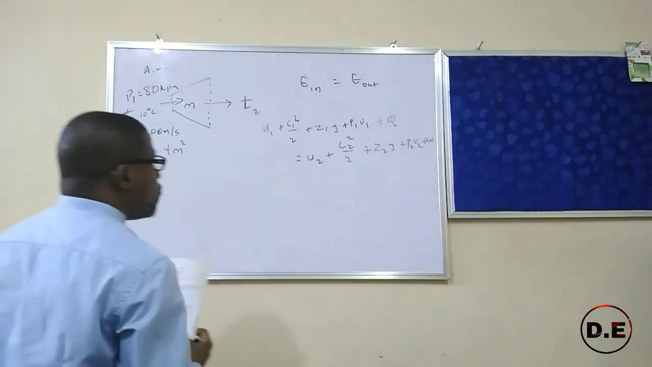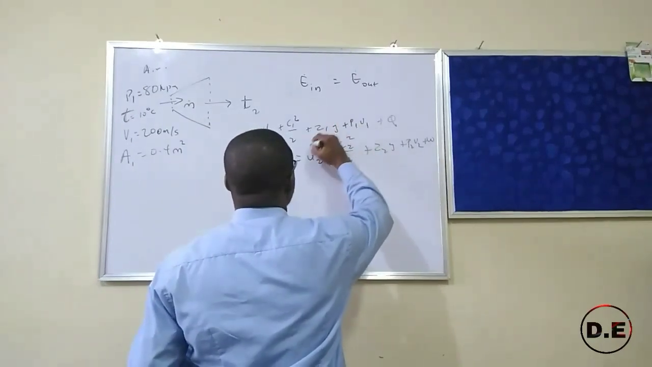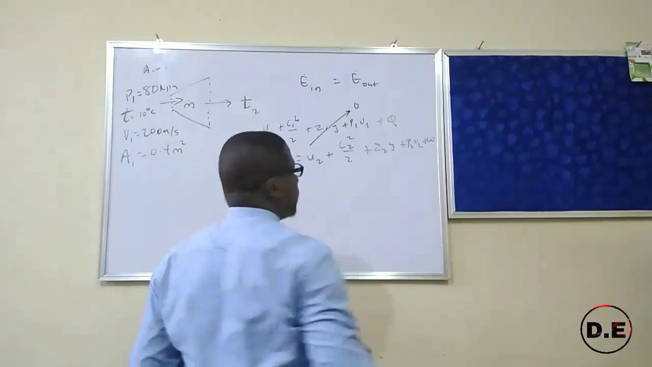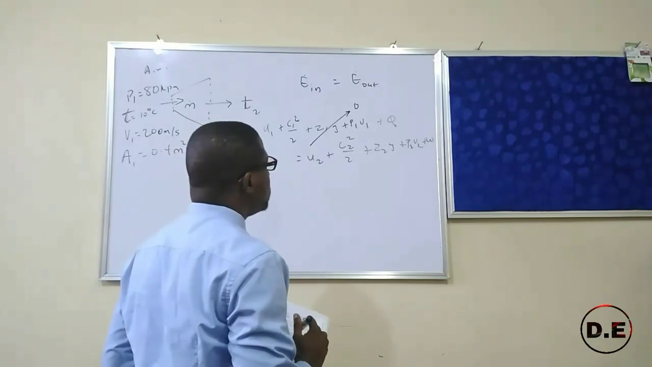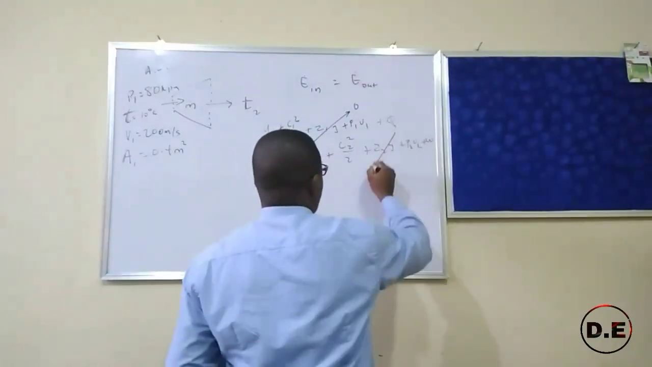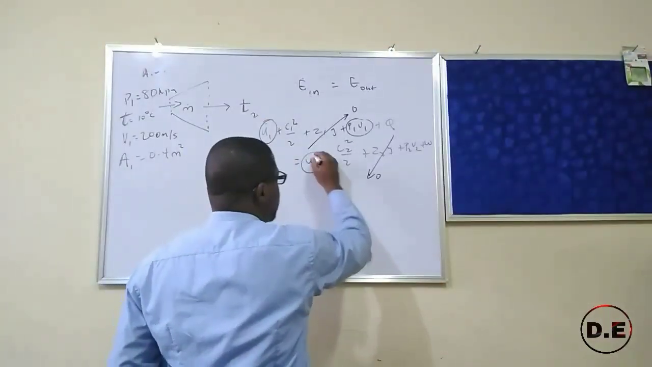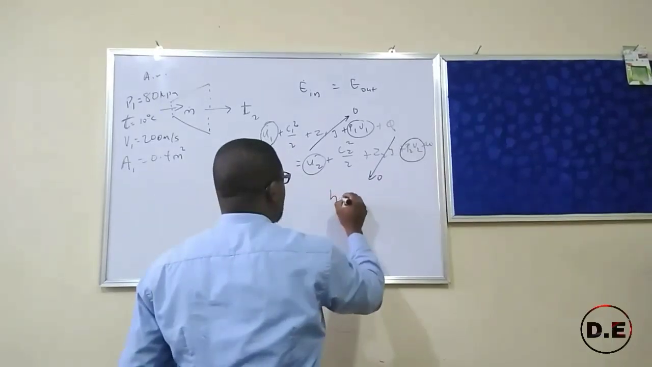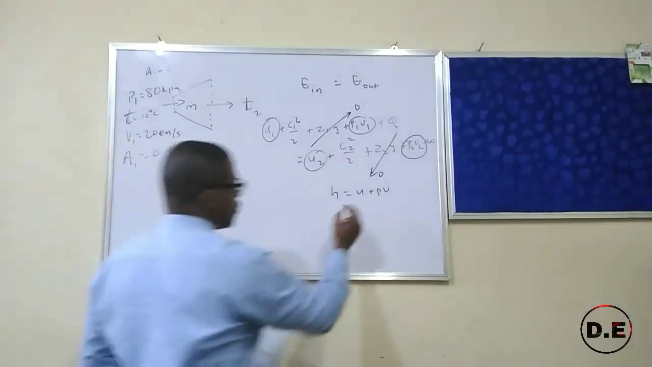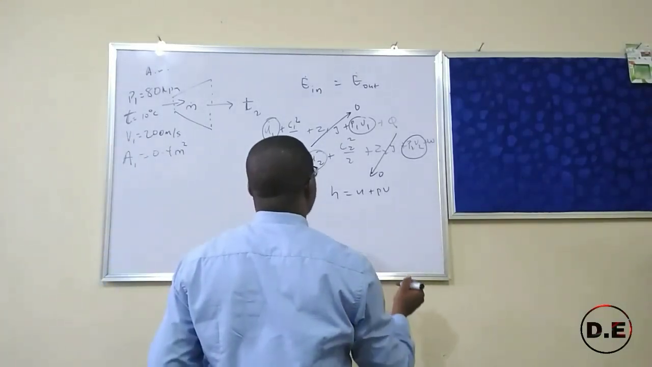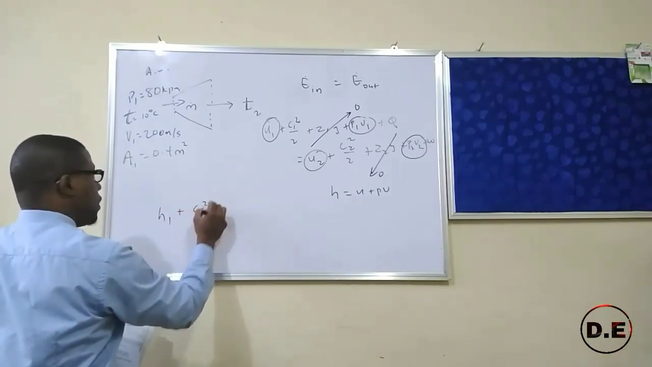So recall also that the following terms are tending to 0. First of all is this potential energy term. It goes to 0. Next, this term also here goes to 0. These two terms can be brought together because H is equal to U plus PV. So because H is equal to U plus PV, then we can write that H1 plus C1 squared over 2.